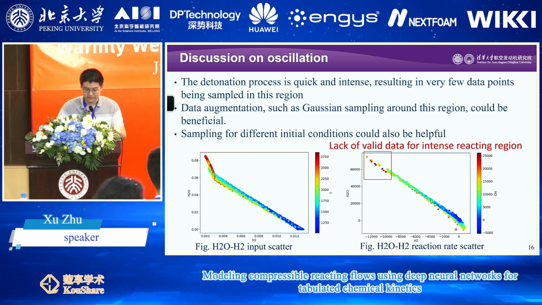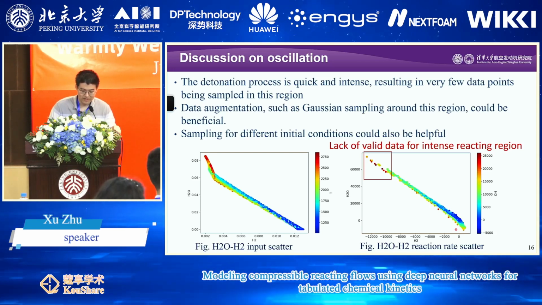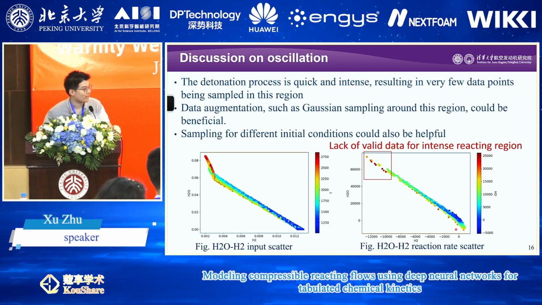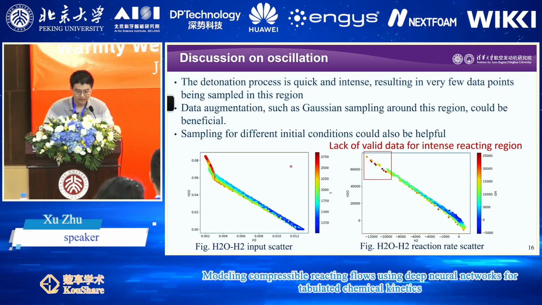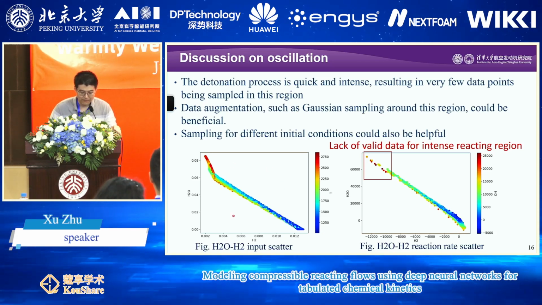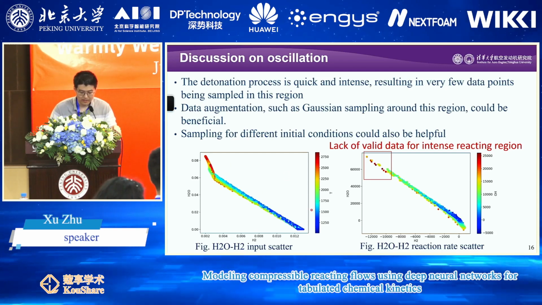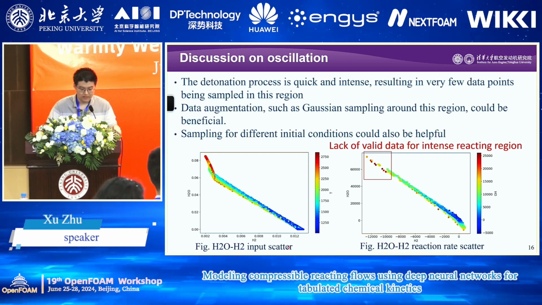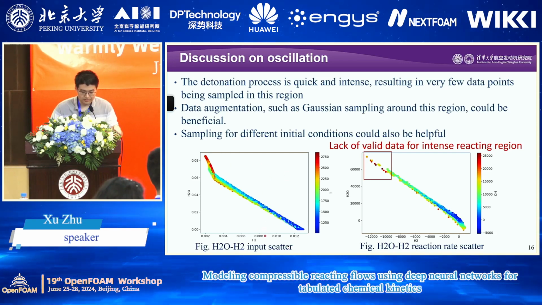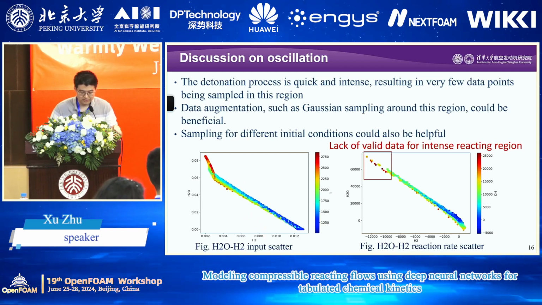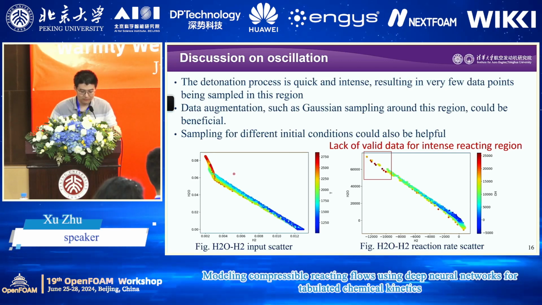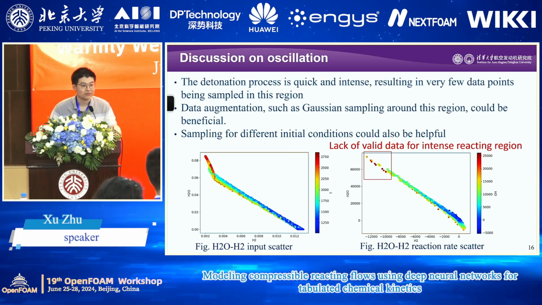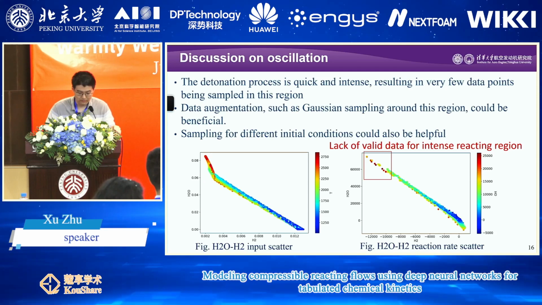And here I want to say a few more words about the oscillation and error. I discussed with the panel of DeepFlame the other day, and they gave me a lot of useful advice. They told me to look at the manifold of the sampling data. The left figure is water and hydrogen input scatter, because it's a narrow band. So once your inference data gets out of the manifold, it will very likely go wrong.